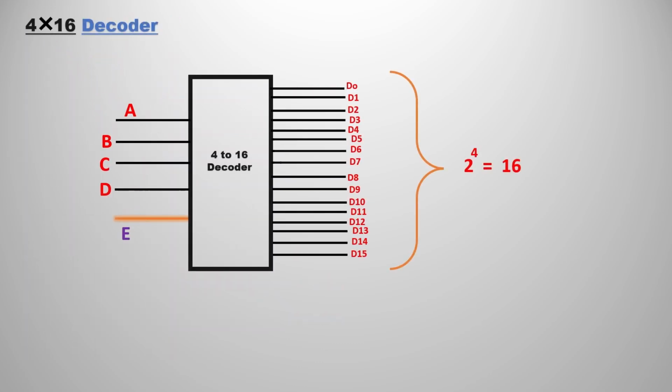And finally, we are going to see the 4 x 16 decoder. If you observe, I am writing it directly there. There are 4 input terms, A, B, C, D, and a total of 16 output terms, starting from D0 to D15. I already connected the enable line. So let's see the truth table and circuit diagram for it also.